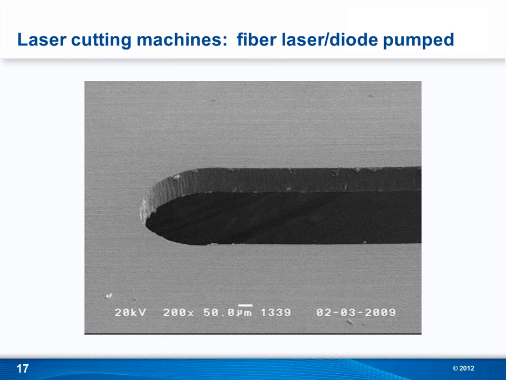This particular image shows you an aperture that was cut on a fiber laser pumped by diodes. You get smoother walls, as I already mentioned. And the biggest benefit of this particular type of laser is that it uses much less incoming power.